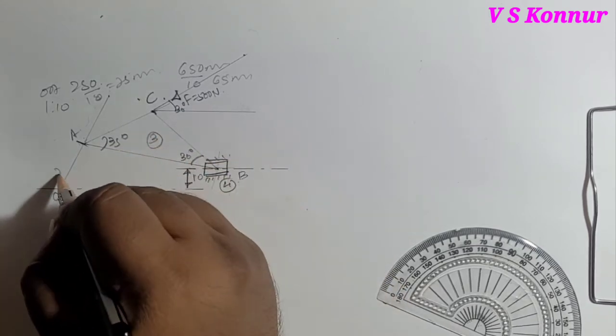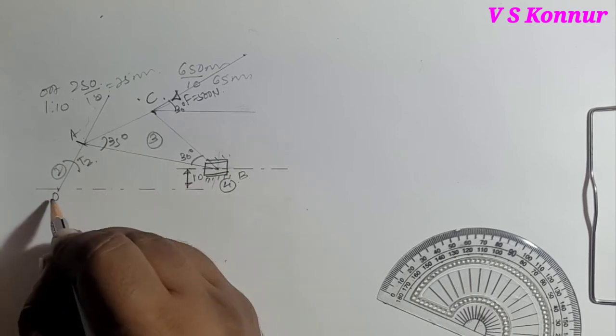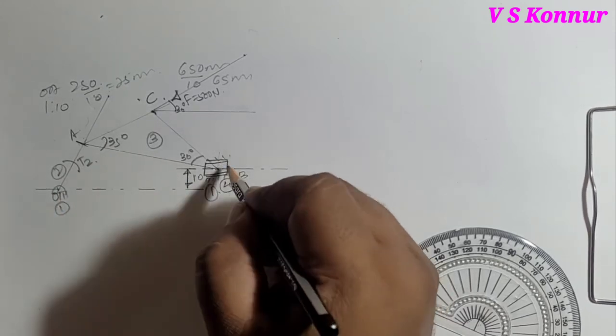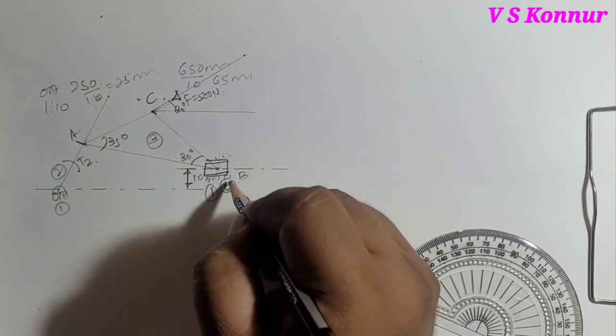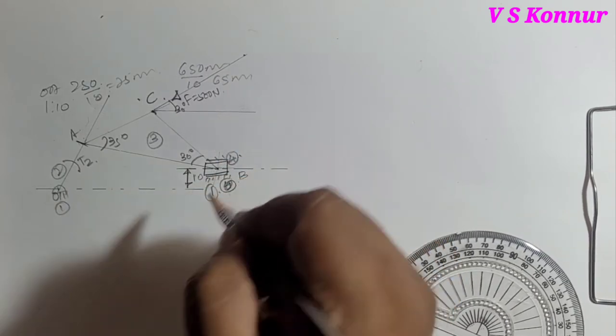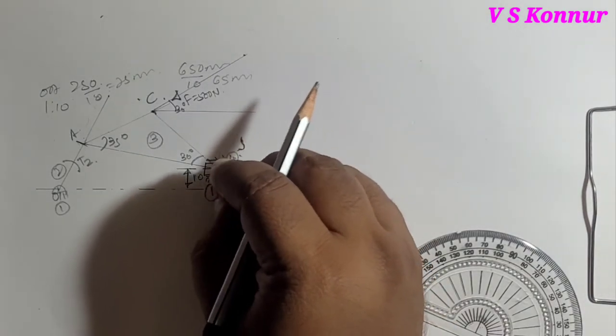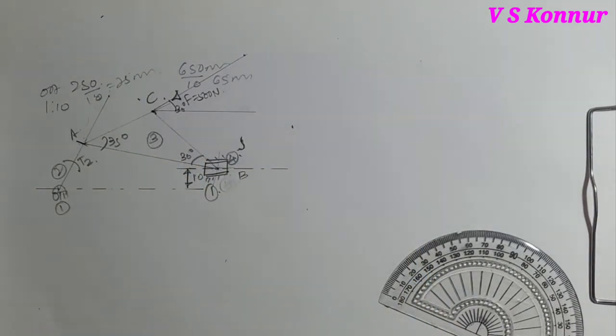This is the third link. Second link, torque T2 is acting. This is first link. This is also first link, and this is the fourth link. You can call it fourth link here. So this is the construction of the given problem.